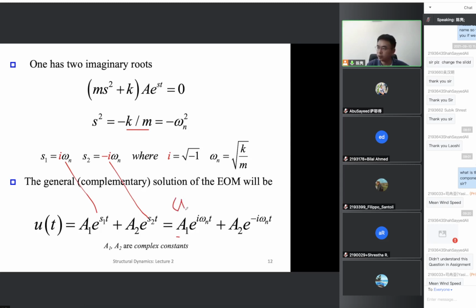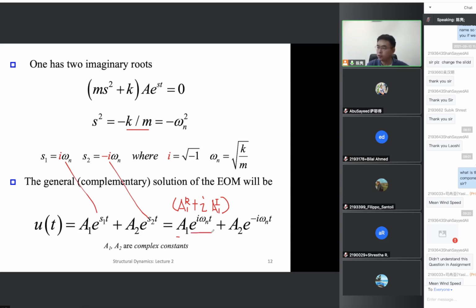Which means that A1 can be expressed as the real part of A1 plus i times the imaginary part of A1. A2 is similar: A2 can be expressed as the real part of A2 plus i times the imaginary part of A2. So these two are complex constants.